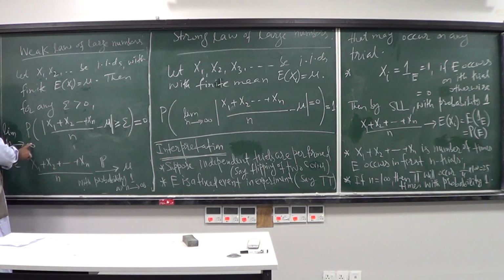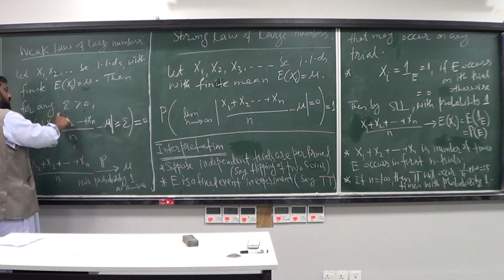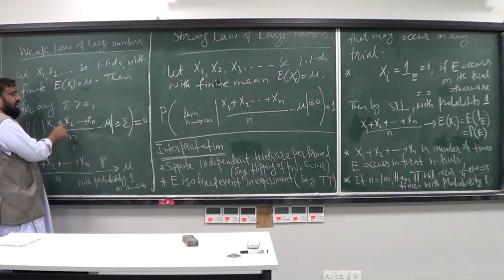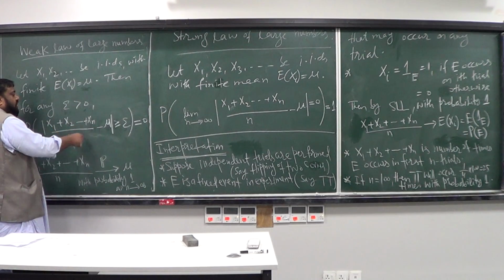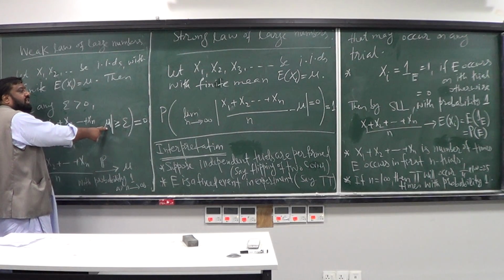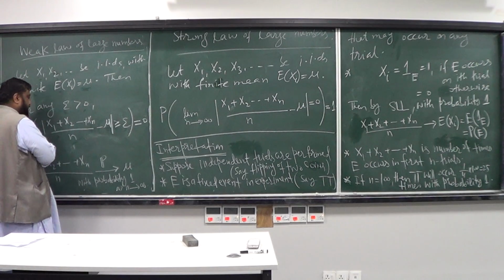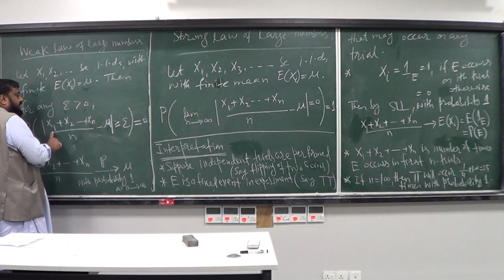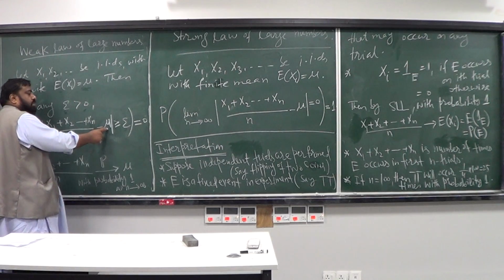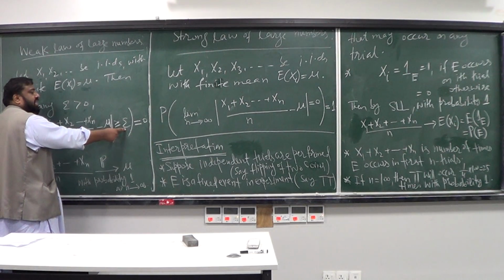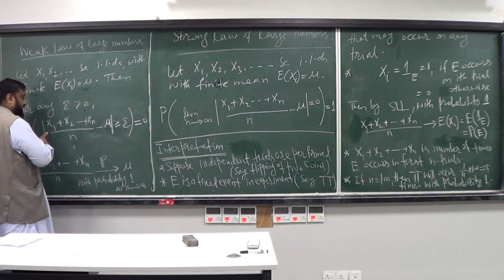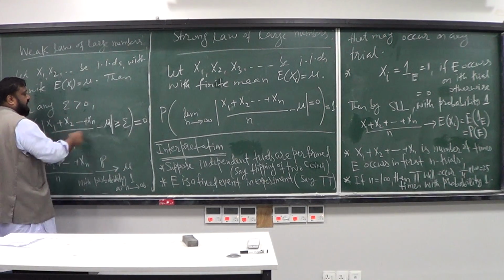As you increase the sample size, the sample average will get closer and closer to the population average. In other words, the chance that the difference between the sample average and the population average is bigger than a really small number goes to zero.